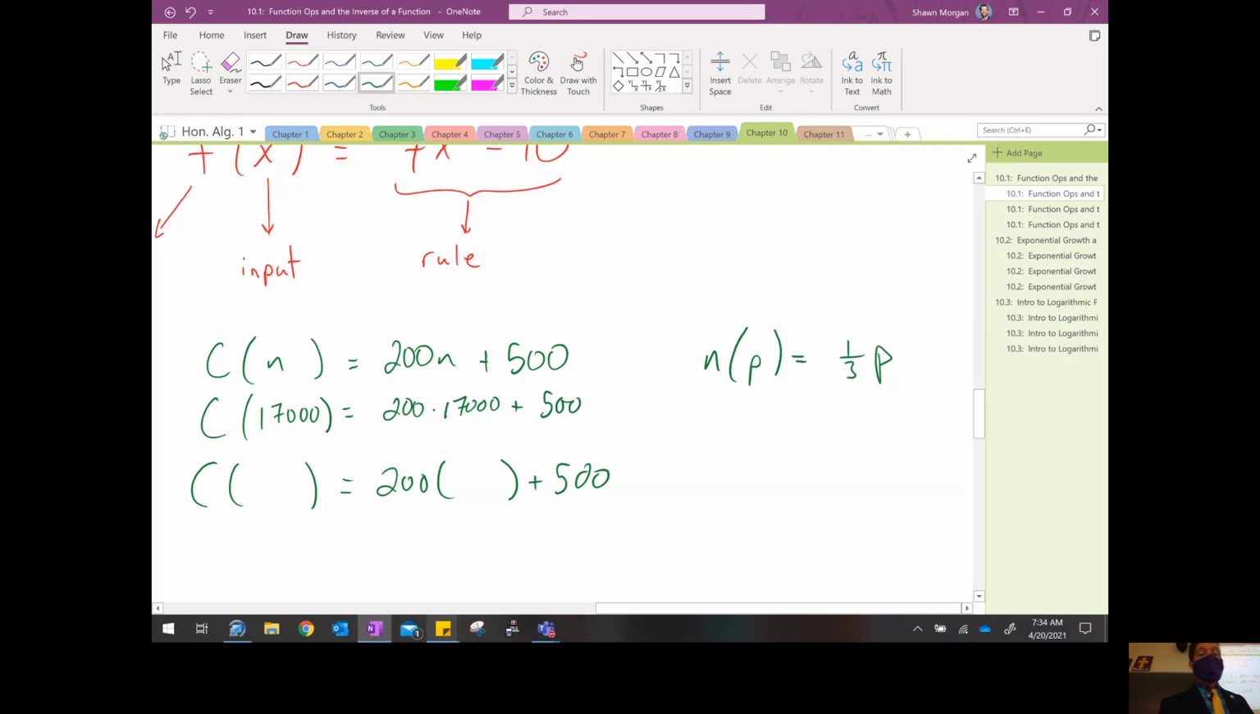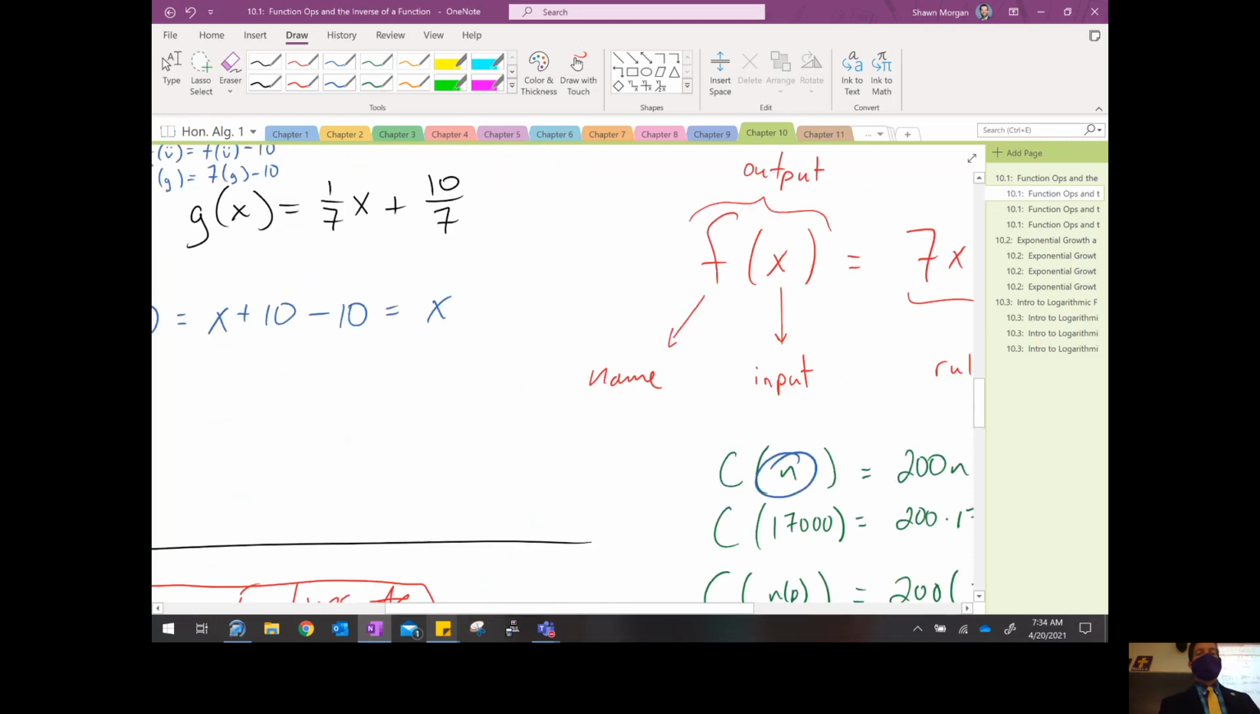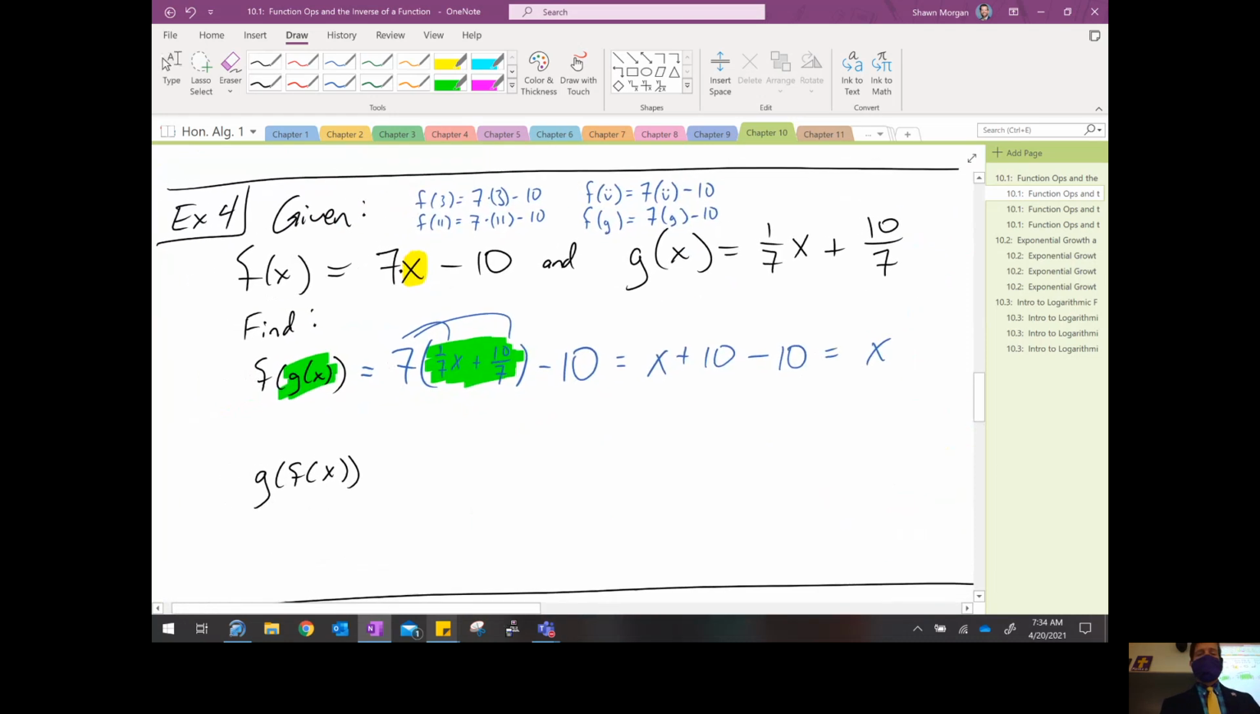So then the idea is that, oh, you know what? We're going to replace this N with N of P, and so now instead of 200 times just a simple N, it's going to be 200 times 1/3 P, and then all of a sudden we've got a function inside of another function, to where now Lewis's cell phone production costs depend upon another function, and that other function depends upon something else, and so that's where this sort of nomenclature comes into play. So have I helped answer what you were asking about?